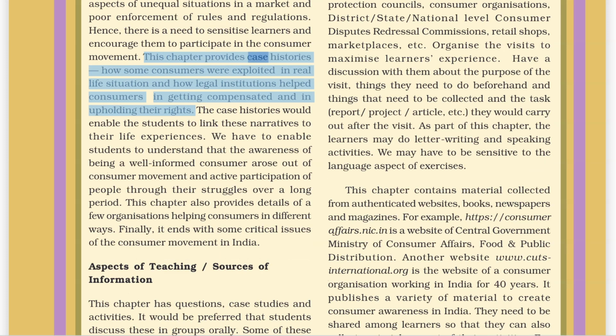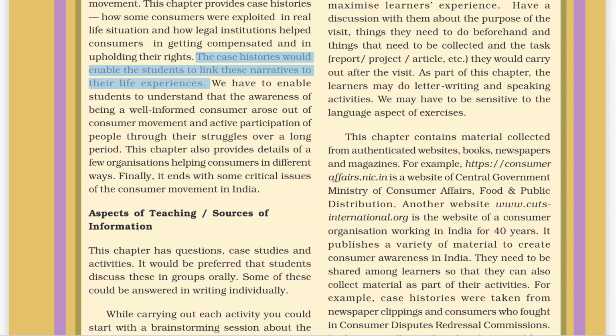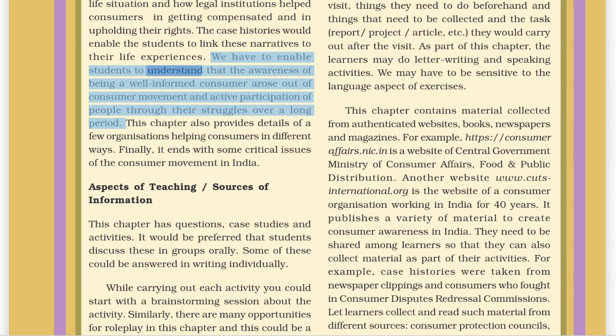This chapter provides case histories, how some consumers were exploited in real-life situations and how legal institutions helped consumers in getting compensated and in upholding their rights. The case histories would enable the students to link these narratives to their life experiences. We have to enable students to understand that the awareness of being a well-informed consumer arose out of the consumer movement and active participation of people through their struggles over a long period.